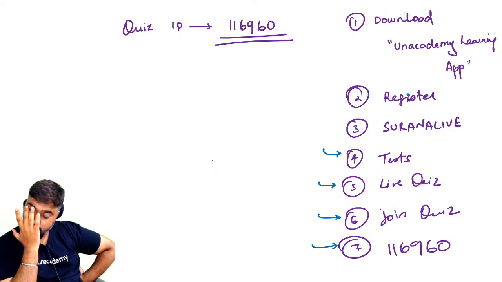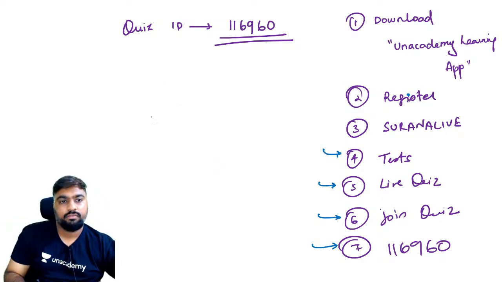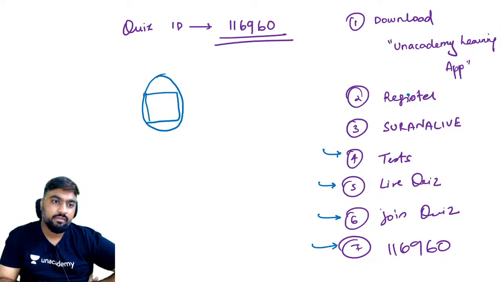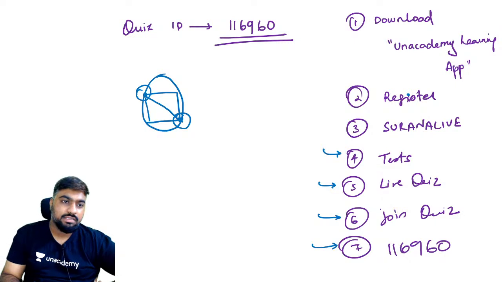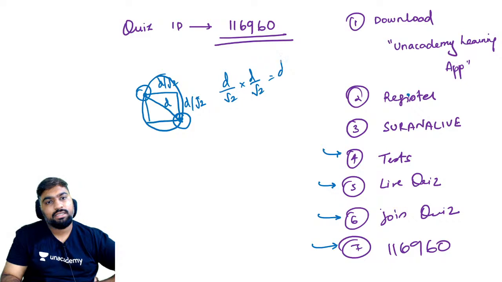Area of the square. This circle circumscribes the given square, right? If this is your square, then this is the circle, and they've given two diametrically opposite points. That means this is your diameter. The diameter will give the diagonal of the square. Use that diagonal, find out A. If this is D, then this side is D by root 2. This is also D by root 2. You need to multiply D by root 2 into D by root 2. That's basically D square by 2.